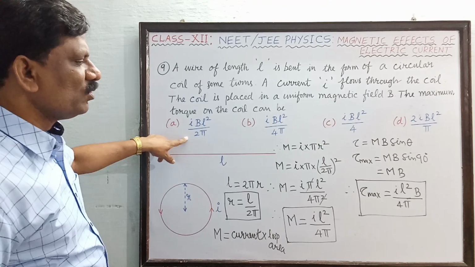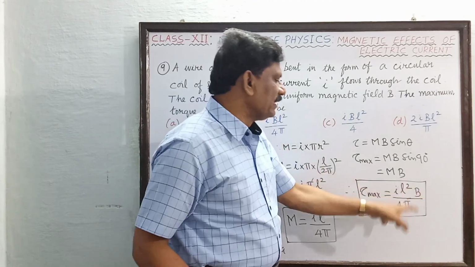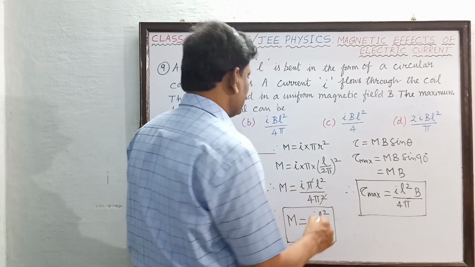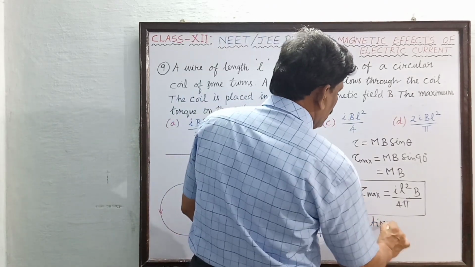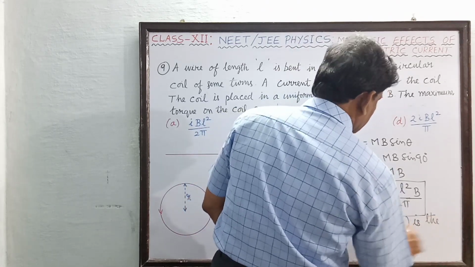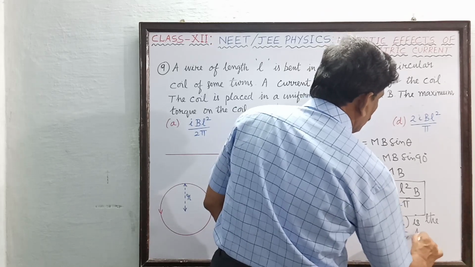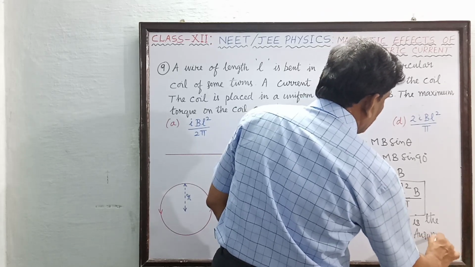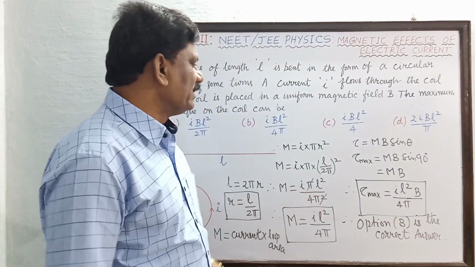You see here, this is IBL square by 4 pi. That is the correct answer. Now we find that option B is the correct answer. So what is the option B? Tau maximum is equal to IL square B divided by 4 pi. That is the right answer.